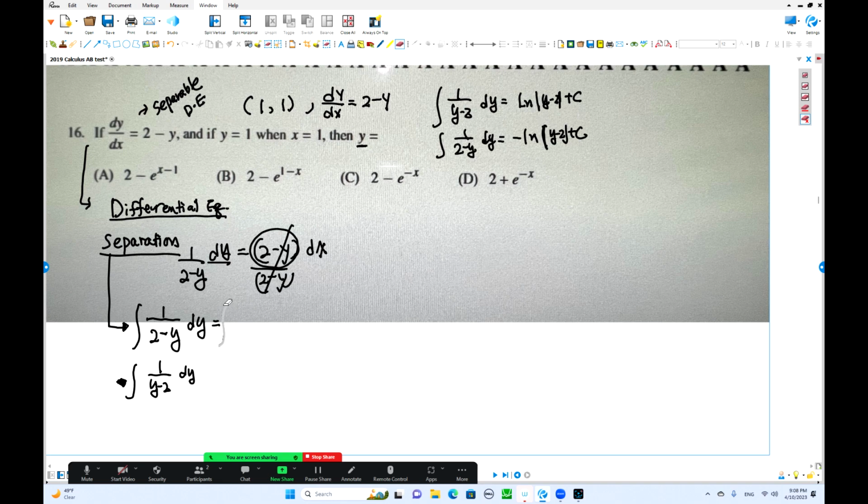So I'm going to take this one, dx, and switch this one. 1 over 2 minus y becomes 1 over y minus 2 dy equals negative dx. The same thing. That's the easier way. So the antiderivative of 1 over y minus 2 is ln of y minus 2. The next one, negative x, the derivative of negative x is negative 1. And plus c.